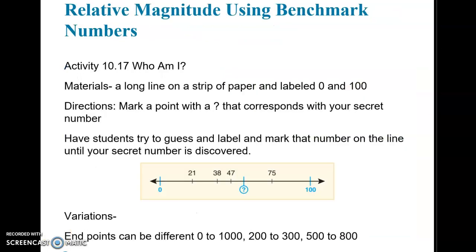Relative magnitude refers to the size relationship one number has with another. Is it much larger, much smaller, close, or about the same? How students think about these comparisons is supported by the use of models and by the development of benchmark numbers, and that they can be used as signposts for a number's location on a number line.